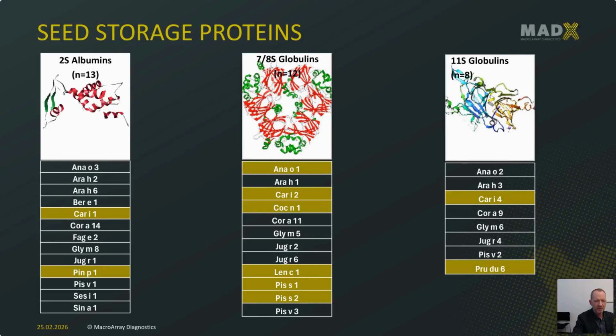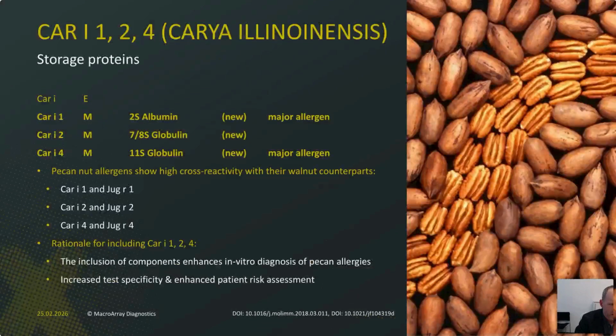For 7/8S globulins, we've added a total of 6 new members of this family from various sources, bringing the total number to 12. And if you look at the 11S globulins, we've added again pecan as well as almond, and that brings the total number of 11S globulins available on the platform to 8. We'll just look at a few of these, mainly out of interest.